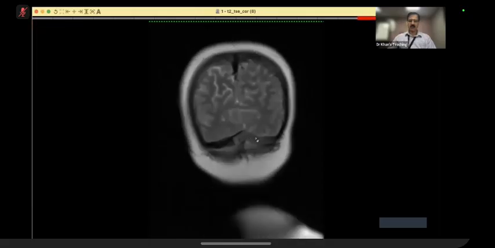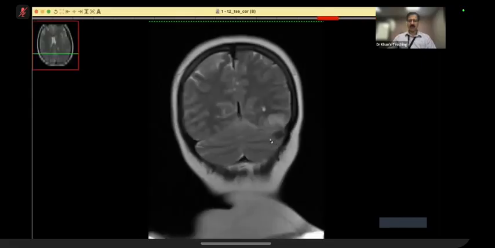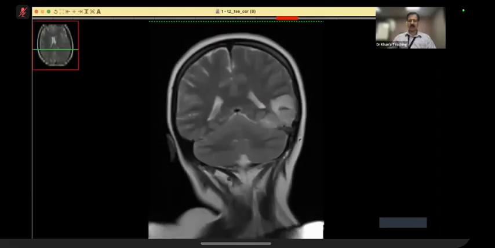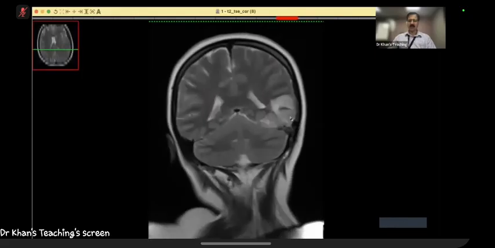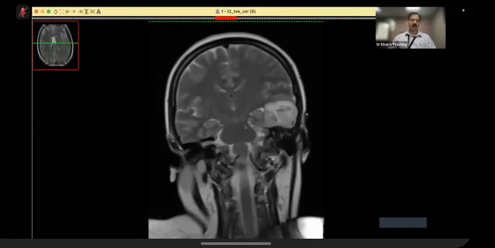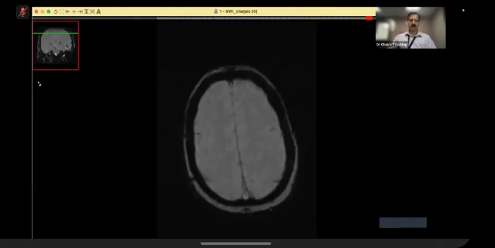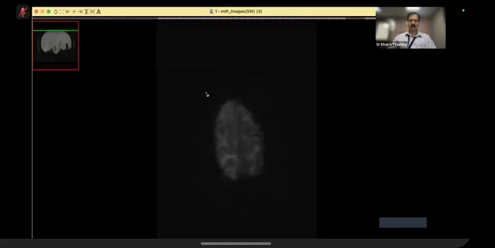What is the signal here? It's not black, it's gray. Something is happening. Now look at this and look at this, and with that comes this edema. Actually, you can pick up that something is happening here. It should have been a signal void. It should have been black. It is not black, so this is the type of finding you have to pick up. And by the way, you did not ask for SWI, but on SWI, as I showed you, there was a lot of hemorrhage inside.